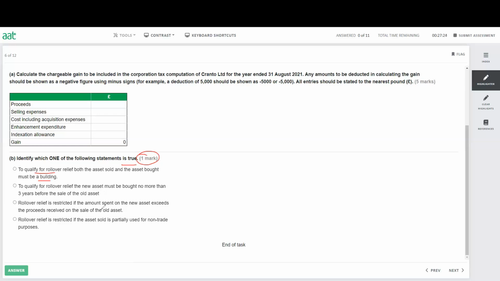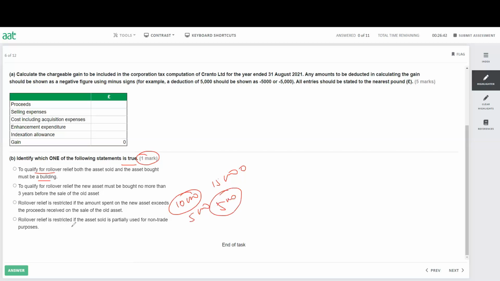Rollover relief is restricted if the amount spent on the new asset exceeds the proceeds received on the sale of the asset. This is not true as well. For example, if you sell the asset and if you spend half of the money, then you can only roll over the gain for that half. You will not be able to use all the gain to be deferred. Now, for example, if you sell the old asset for 10,000 and if you buy the new asset for 15,000, it is okay. The problem is only if you sell it for 10,000, but you spend only 5,000. So on this another 5,000, you have to pay the tax.